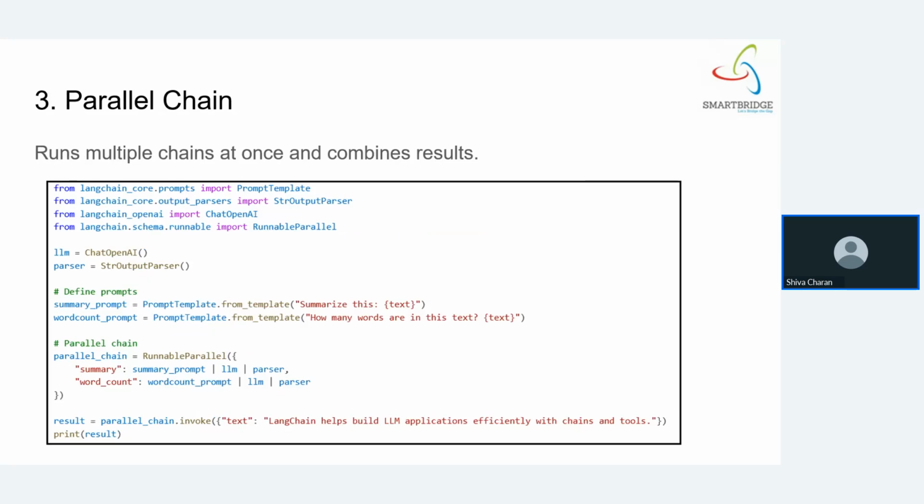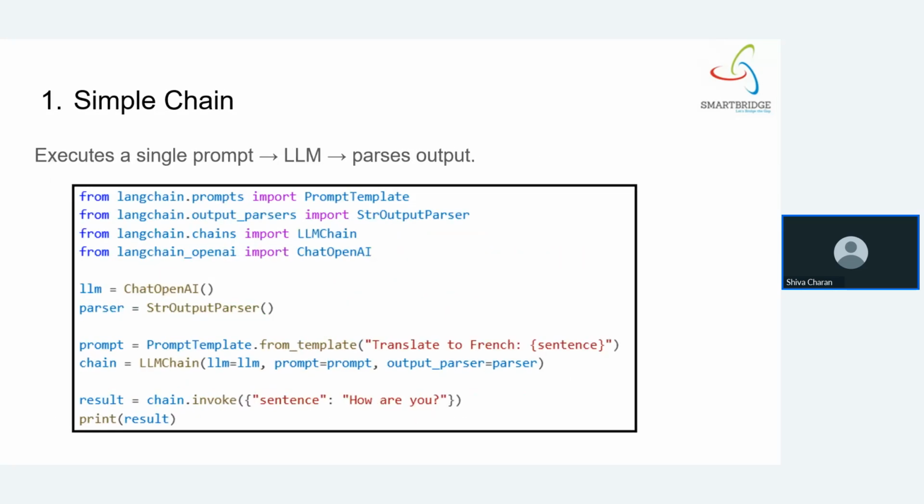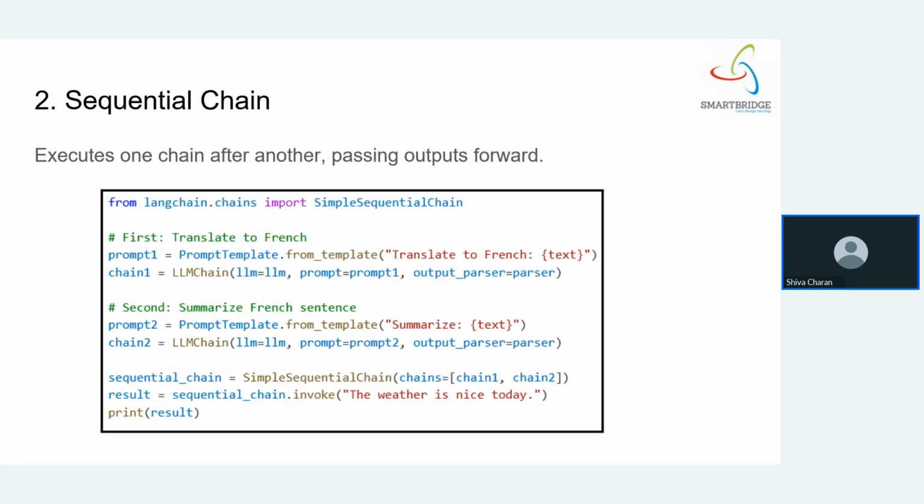And yesterday we were done with the simple chain, correct? And we also discussed the sequential chain, correct? The first chain and the second chain, in combination of those two outputs, we get the results, right? Okay, this is about the sequential and the simple chain. Now we'll see the parallel chain, okay?